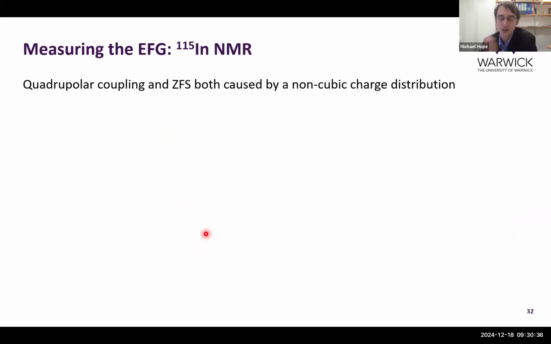To test that, again, as someone who's not an expert in EPR, I'm sure one way to do this would be to go to higher field in the EPR. But I thought, why don't we use NMR to look at this? Because indium is a quadrupolar nucleus, and so it's subject to quadrupolar coupling, which is induced by a non-cubic charge distribution the same way as zero field splitting.